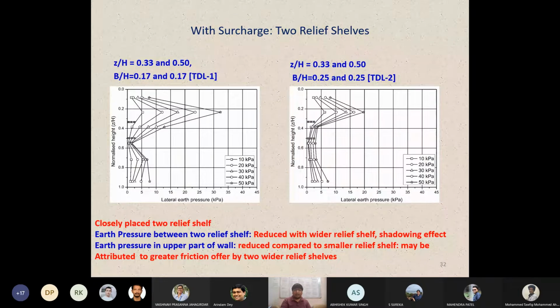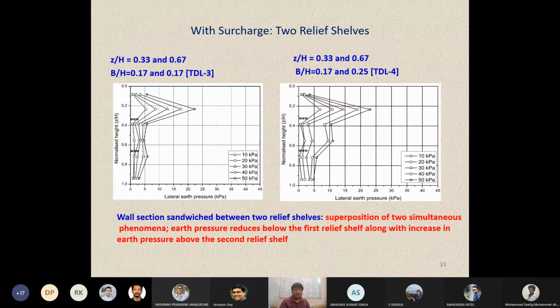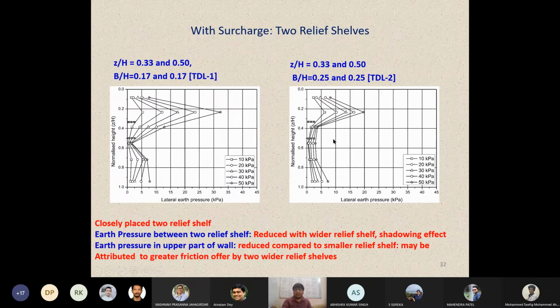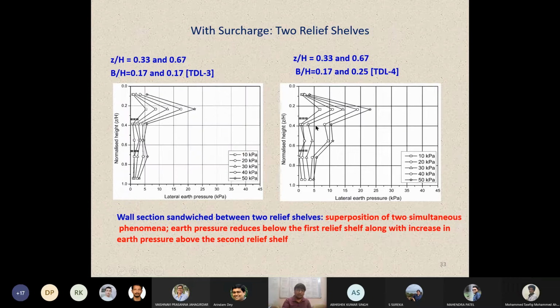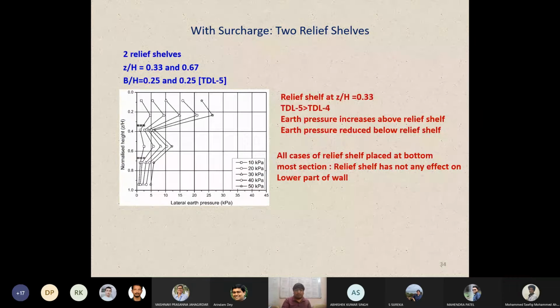Now, moving to the next slide. So when the same two relief shelves were widely placed, you can see the earth pressure is also changing. Here you can appreciate the shadowing effect due to the closely spaced two relief shelves. Now, moving to another.